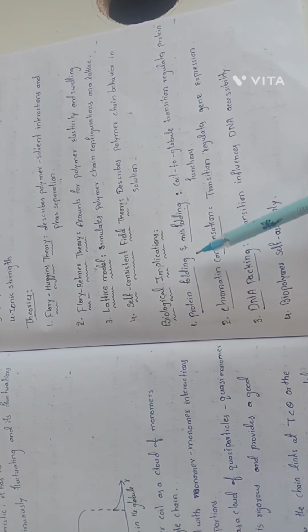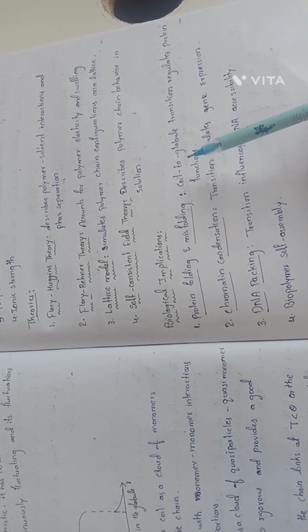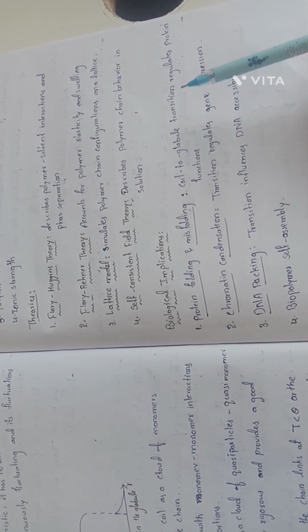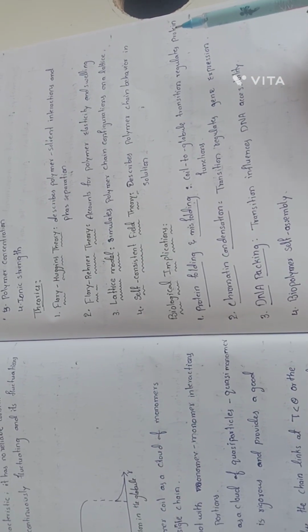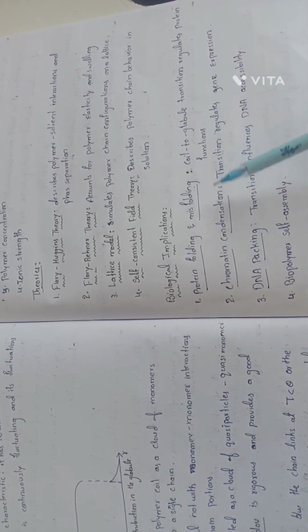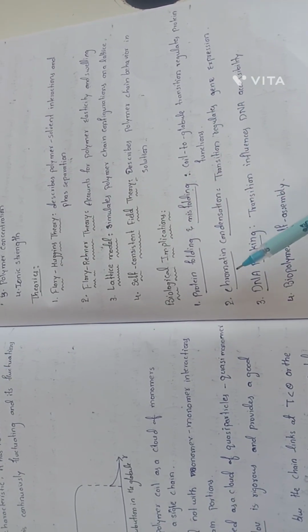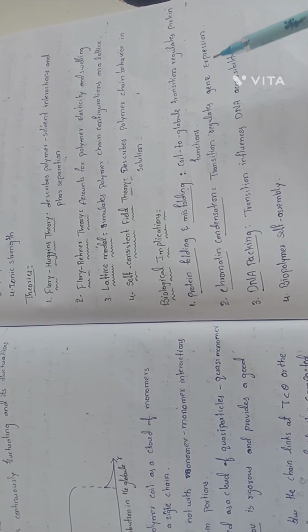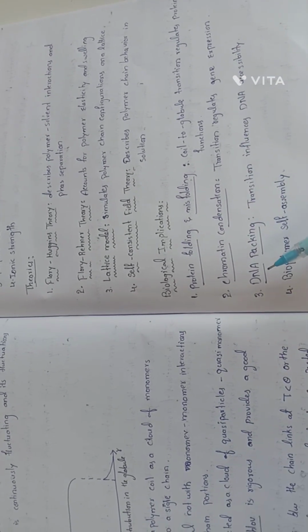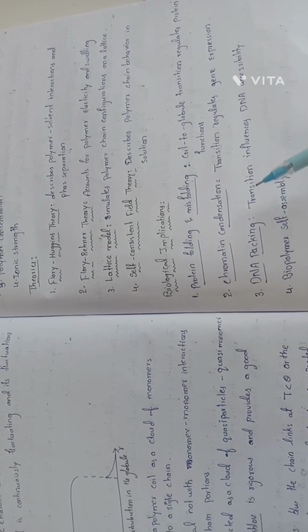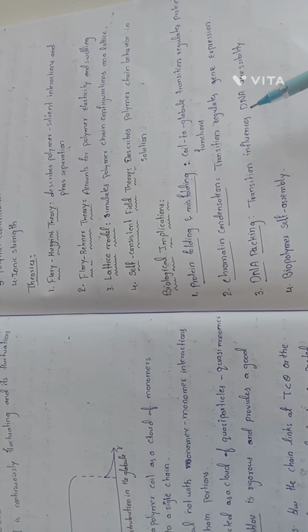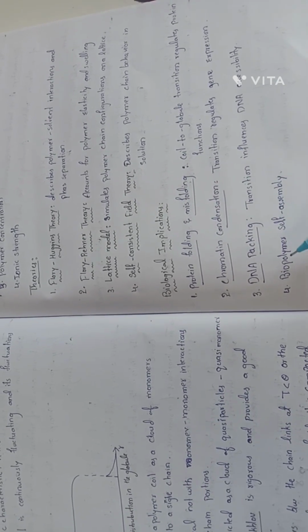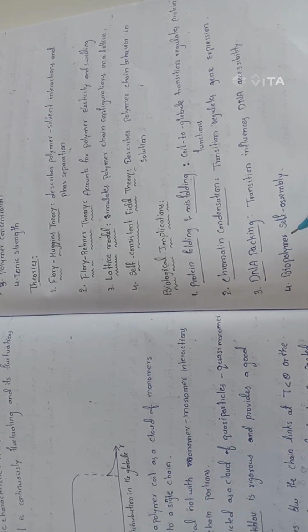Biological implications: protein folding and misfolding. Coil to globule transition relates to protein functions. Second, chromatin condensation transition regulates gene expression. Third, DNA packing transition influences DNA accessibility.